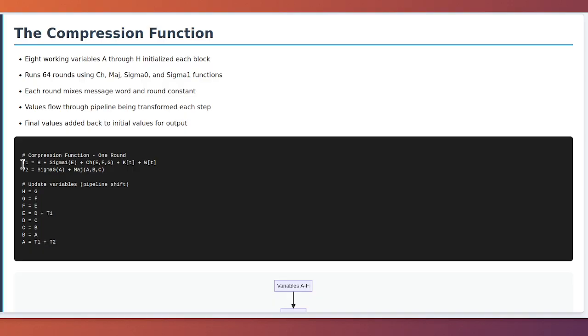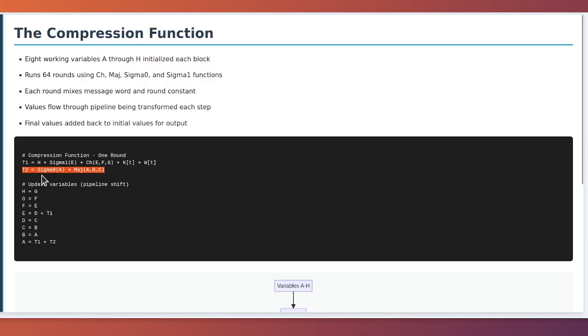Then we run 64 rounds of processing, one for each word in the message schedule. Each round performs the following operations. First, we compute two temporary values. T1 equals H plus the Sigma 1 function of E, plus the Ch function of E, F, and G, plus the round constant Kt, plus the message schedule word Wt. T2 equals the Sigma 0 function of A, plus the Maj function of A, B, and C.